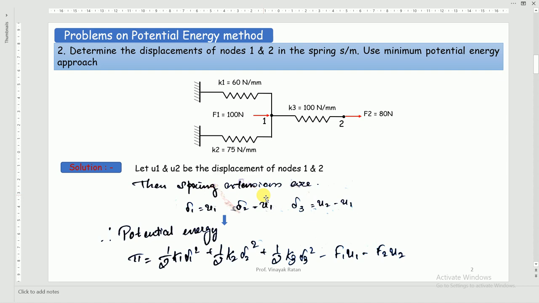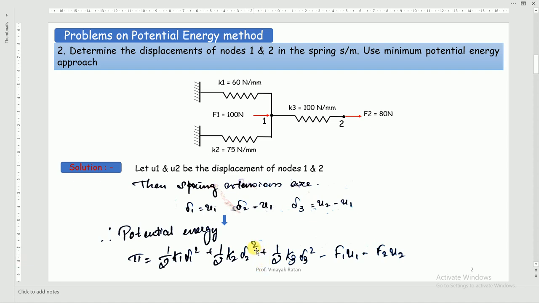So in order to apply it for the problems, we differentiate it with respect to the field variable, with respect to the unknown variable, and then we equate it to zero in order to minimize the given potential energy. Okay, this is your potential energy, and in order to minimize it, we differentiate with respect to the unknown field variable and then equate it to zero, and we'll get a system of equations. And then we'll solve those system of equations to find out the unknown displacement.